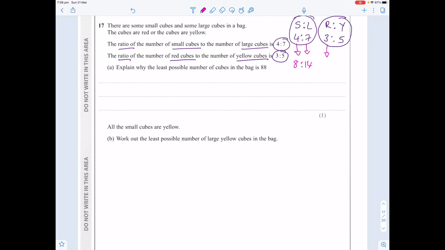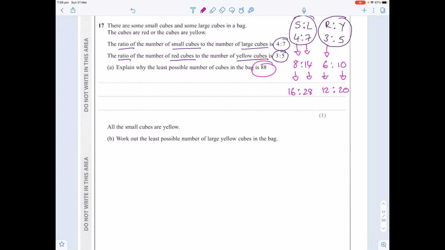So this one, if we were to multiply by 2, we'll get 6 to 10. If we multiply by 2 again, for both of these, we will get 16 and 28. We'll get 12 to 20. Okay, now this is quite significant, 88. We want to find out how much we can multiply both of these by. Remember, we have to do what we do to the first ratio to the second ratio as well.